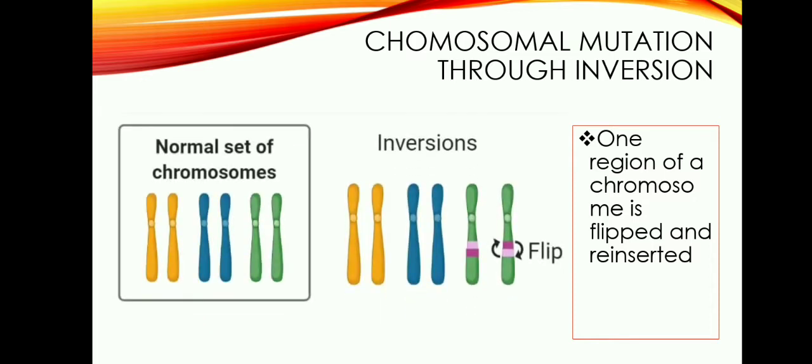Okay, how about chromosomal mutation through inversion? In this type of mutation, one region of a chromosome is flipped and reinserted. So this is the illustration showing the flipping and reinsertion of one region of a chromosome. From the normal set of chromosomes, this particular region of the chromosome is flipped, nagkapalit.